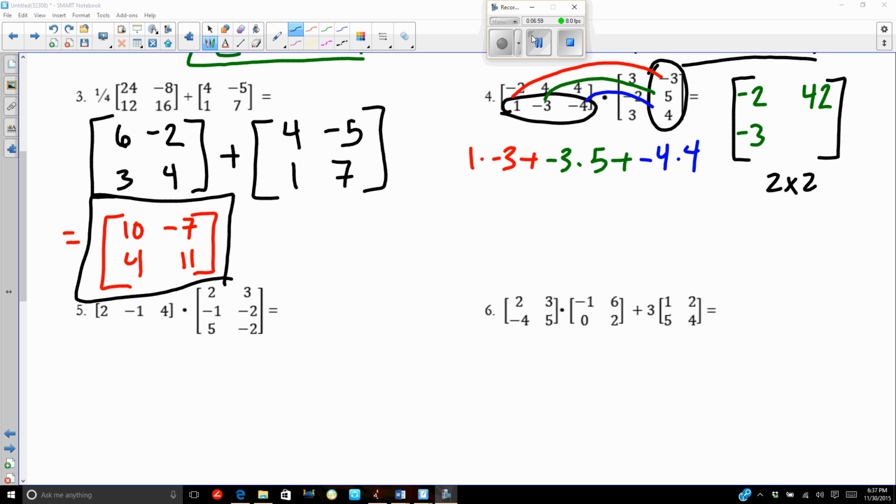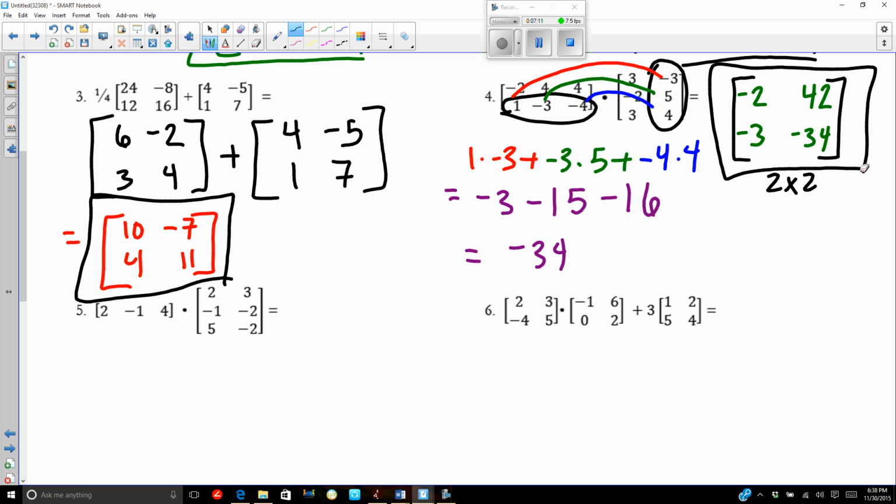Pause if you need time to do the arithmetic. Here comes the answer. So -34 is the last part of that solution. So your answer is this 2x2 matrix right here. All right, moving on. 5.